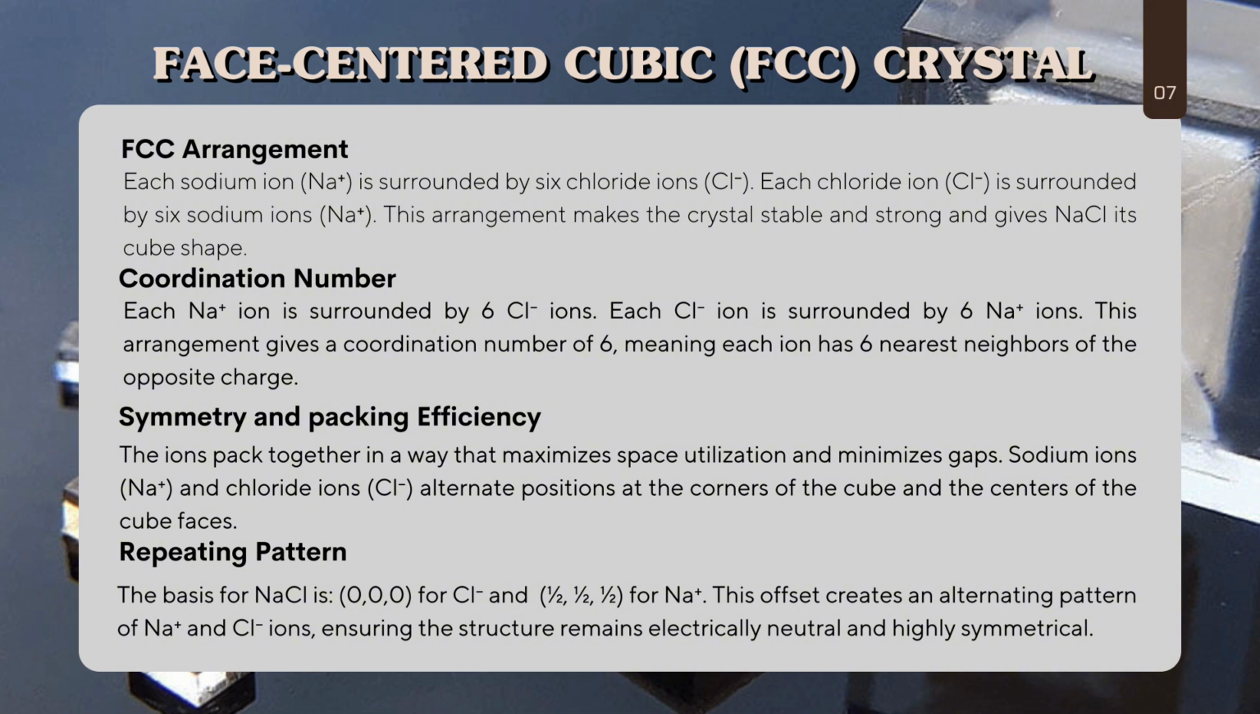The sodium chloride crystal also follows a repeating pattern in its structure. The chloride ions are positioned at coordinates 0, 0, 0, while the sodium ions are offset at 1/2, 1/2, 1/2. This creates an alternating pattern of positive and negative ions that ensures the structure remains electrically neutral and highly symmetrical.